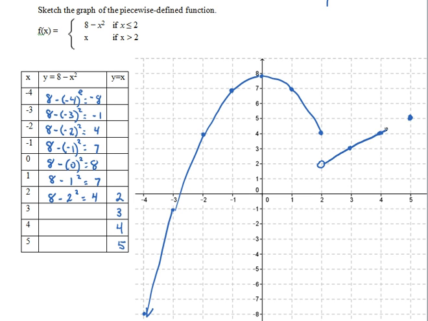which does have an arrow going on it because that continues for other real numbers greater than 5, even though we cannot see them. So this function has two parts. One part is a segment of a parabola, the other is a straight line.